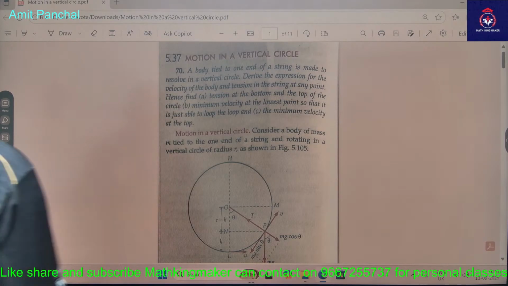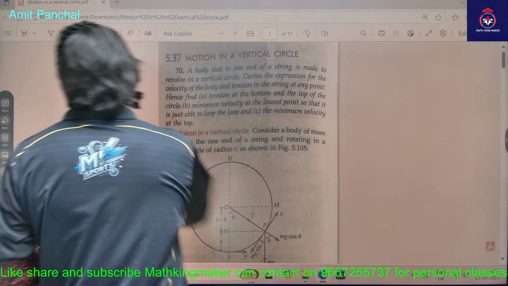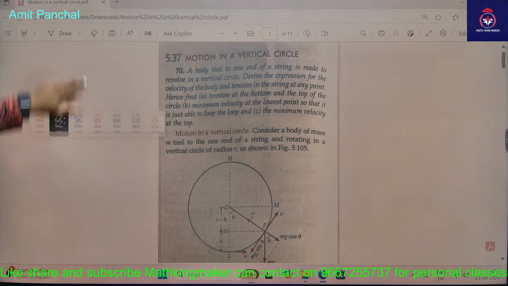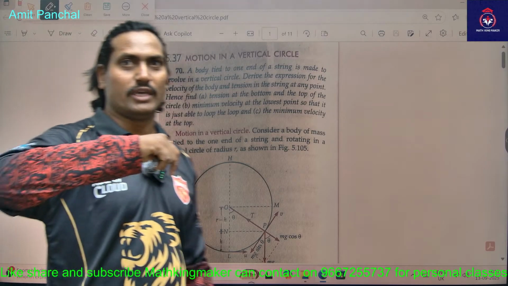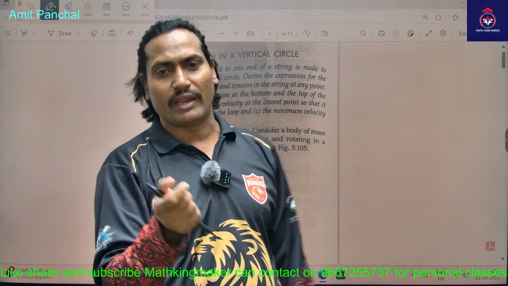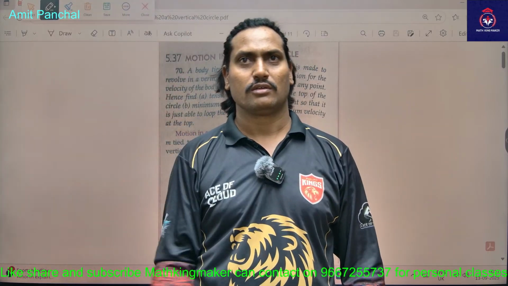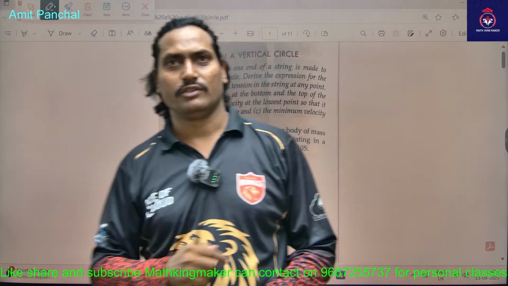We are going to discuss motion in a vertical circle. Whenever there is a motion in a vertical circle, what does it mean? In the previous cases we discussed that the circle was horizontal. Now you tie a rope into your hand and the other end is tied to a mass, a body, and you rotate it like this. So you are making a vertical circle this time.